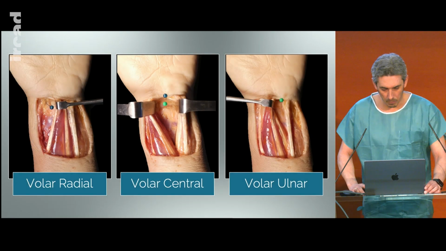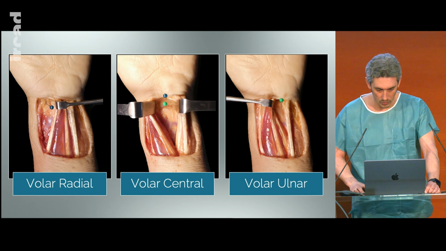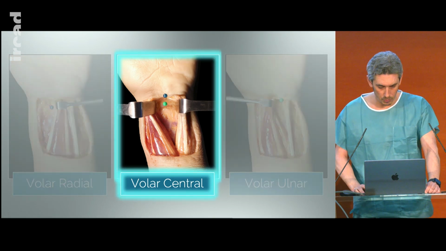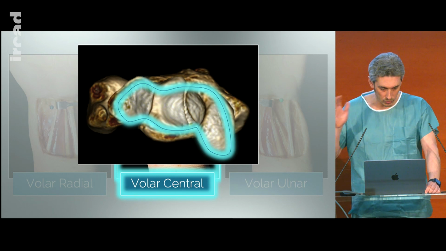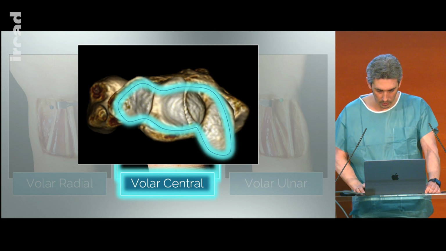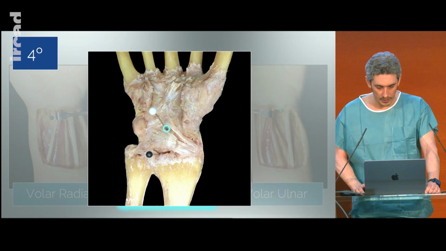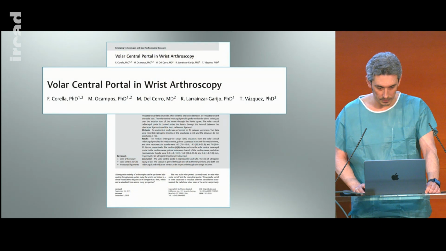And regarding the volar portals, which volar portal should we use? Well, for me, the most useful one is the volar central portal, because you can reach all bones, the ulnar bones and radial bones, and because the portal in the midcarpal joint enters just in the posterior space, so you respect the radiocarpal ligaments that are essential if we want to perform a proximal row carpectomy.